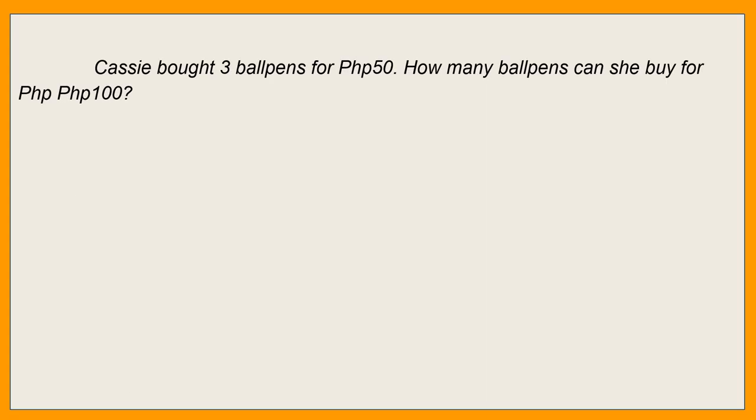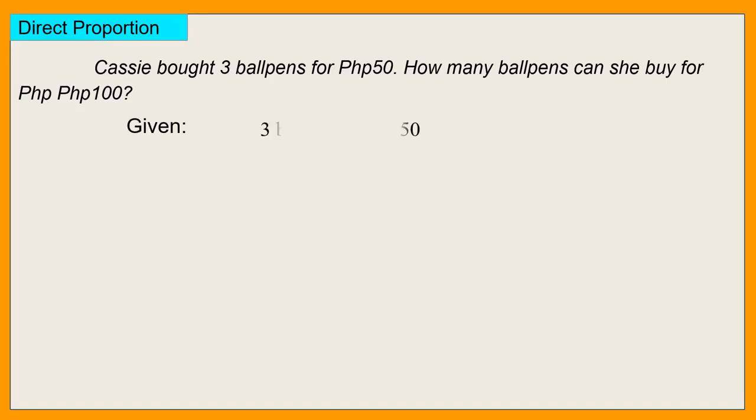Okay, now let's check this example. Cassie bought 3 ball pens for 50 pesos. How many ball pens can she buy for 100 pesos? So, anong klaseng proportion ito? Okay, so 3 ball pens, 50. Kung 100 na yung pera niya, dadami yung ball pens na pwede niyang mabili. Diba? So, this is a direct proportion.